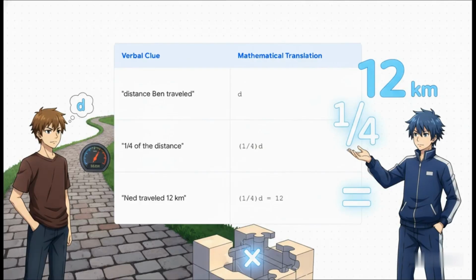The distance Ben traveled, that's our D. Now, here's a super useful tip. The phrase 1/4 times of the distance means we're going to multiply. That little word "of" almost always means multiply in these problems. So that's 1/4 times D. And since we know that's how far Ned went, and Ned went 12 kilometers, our equation becomes 1/4 D equals 12. Time for step 4.